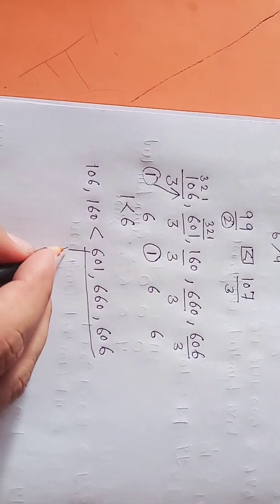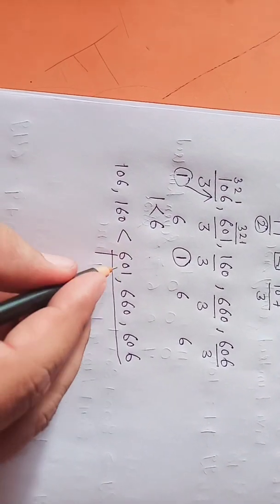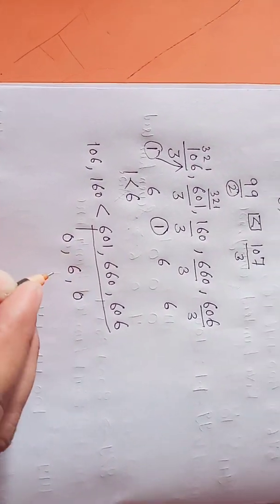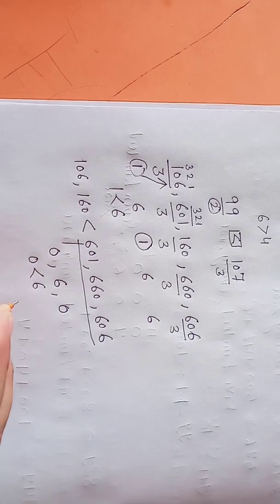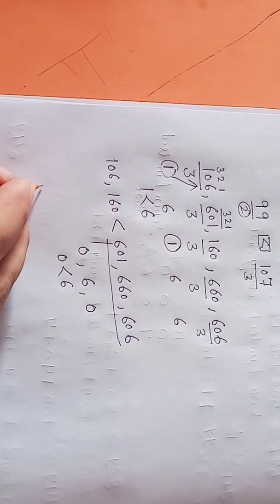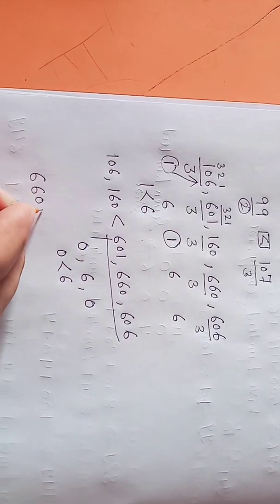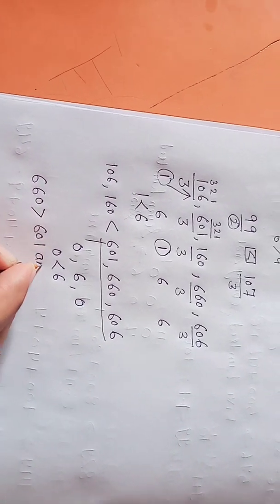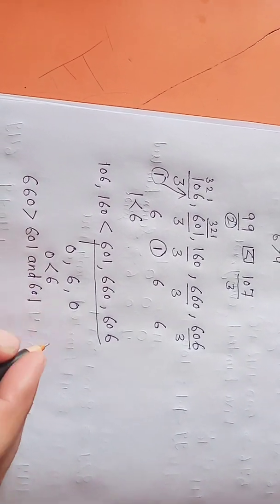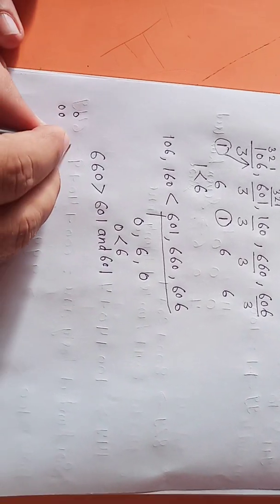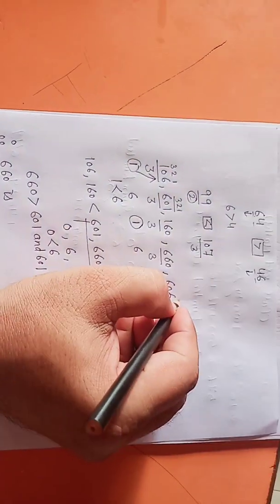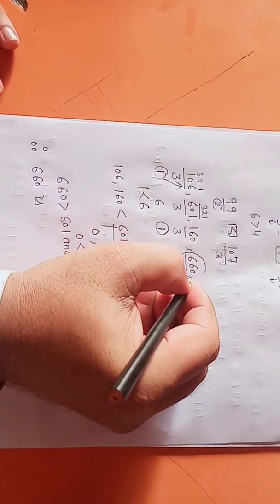Now compare these. First digit of all are same 6. Second digit of its 0. Second one 6. Third one 0. Its meaning 0 is less than 6. So its meaning 660 is greater than what? Of these 601 and 606. Therefore what you can say? 660 is the greatest number, and you can circle this like this.